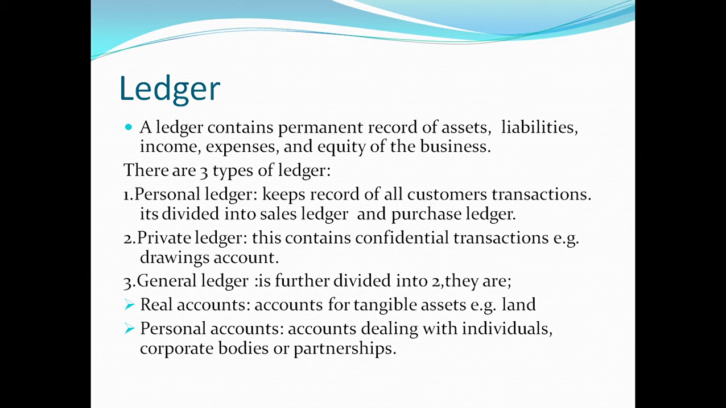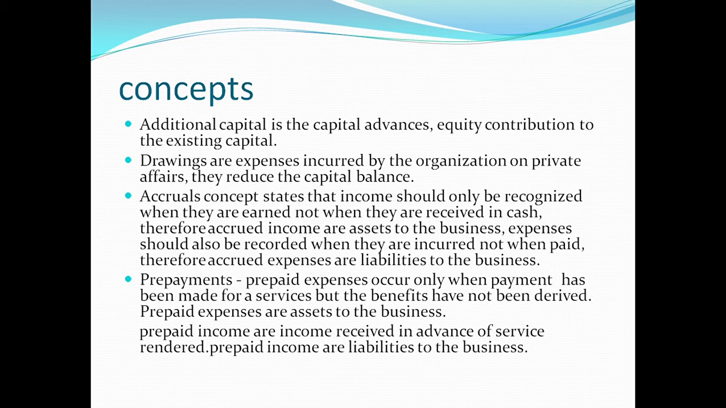Now, the third one on our list is the general ledger, and we said the general ledger is further divided into two. We have the real account and the personal account. Real accounts are accounts for tangible assets like furniture and fittings, land, equipment, machineries, plant. Those are accounts for tangible assets, while personal accounts are accounts that deal with individuals, corporate bodies, partnership, anything that relates to an individual. On our next slide, we are made to understand some basic concepts to aid our full understanding of incomplete and single entry.